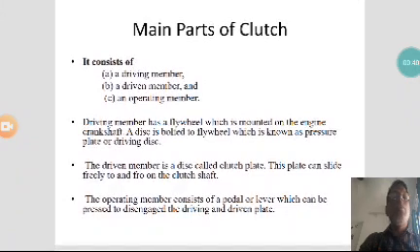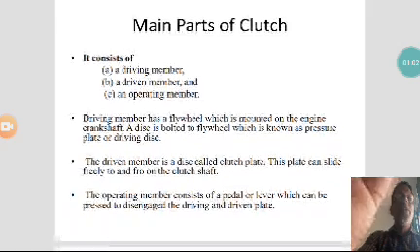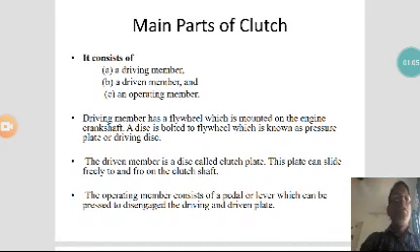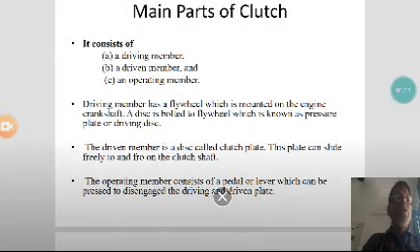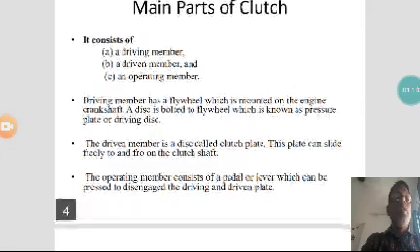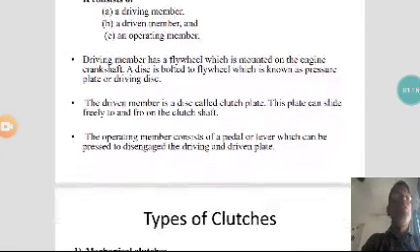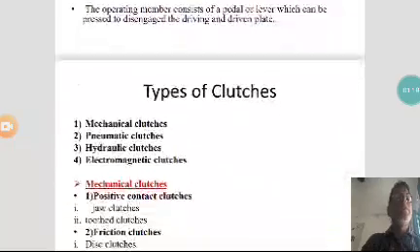Now, which are the main components involved in the clutch? The driving members: the flywheel, which is mounted on an engine crankshaft, and a disc bolted to the flywheel, known as the pressure plate or the driving disc. Under the driven member, it is called the clutch plate, or also the friction plate. This plate can slide freely to and fro on the clutch shaft, which is called the spline shaft. And the operating member is the pedal or the lever, which can be pressed to engage and disengage the clutch.